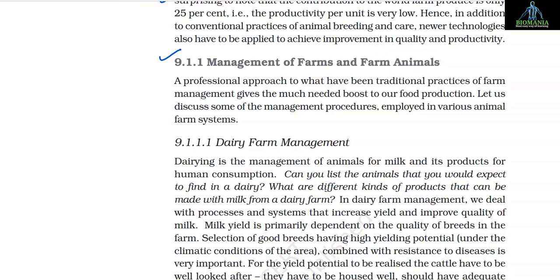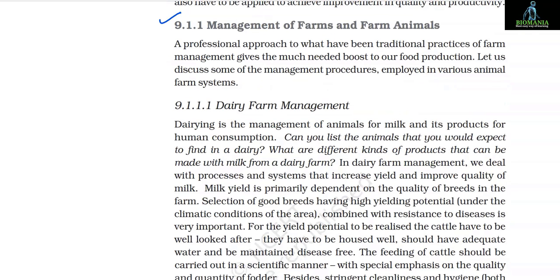9.1.1 Management of Farms and Farm Animals. A professional approach to what have been traditional practices of farm management gives the much needed boost to our food production. Let us discuss some of the management procedures employed in various animal farm systems.